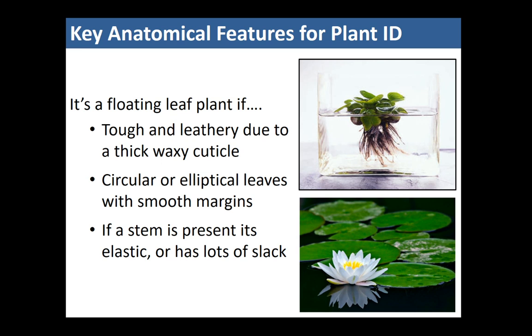Another characteristic is if there's a stem under the leaf, it usually has a lot of elasticity to it, it's stretchy, or it has a lot of slack in it. And that helps for two reasons. One is if the water level changes, the elastic petiole can compensate for that, or when the wind blows the leaf around, there's plenty of mobility in the leaf.